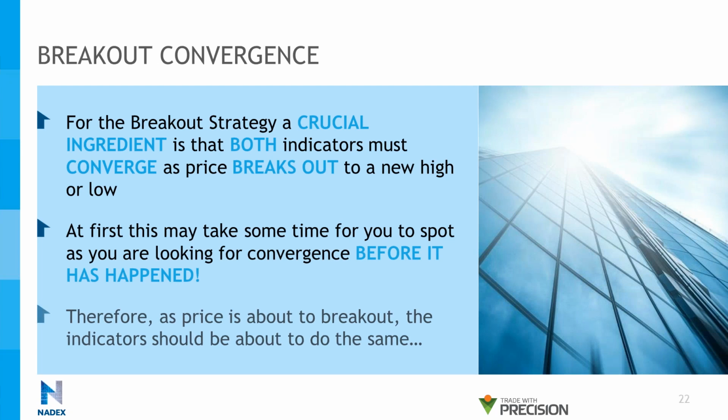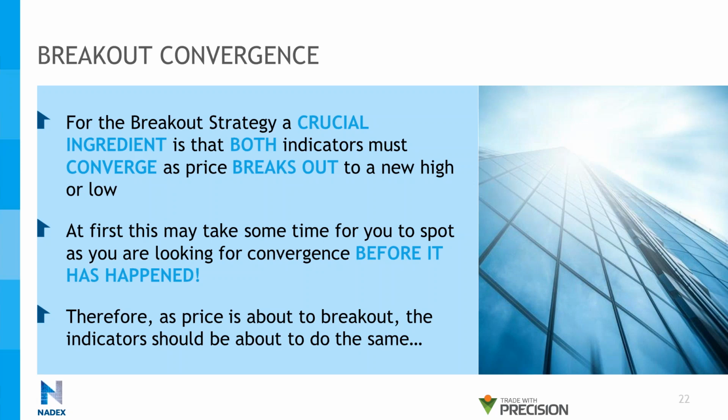Now, remember we talked about indicator convergence a bit last week. This is one of the crucial ingredients that makes this trade setup work. So we need both indicators, the MACD and the RSI, converging as price breaks out to a new high or down to a new low. This means as price makes new highs or new lows, the indicators do the exact same thing. If the indicators are doing the opposite of the price action highs and lows, then this is considered indicator divergence, and you don't want to be taking the breakout trade at this point.